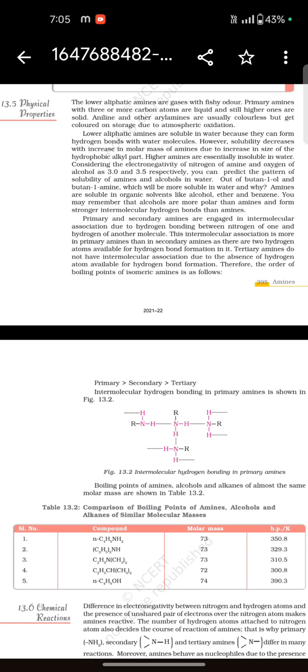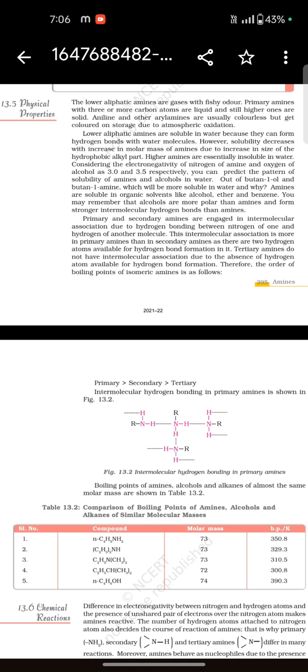Physical properties. The lower aliphatic amines are gases with fishy odor. Primary amines with three or more carbon atoms are liquid and still higher ones are solid. Aniline and other aryl amines are usually colorless but get colored on storage due to atmospheric oxidation. Lower aliphatic amines are soluble in water because they can form hydrogen bonds with water molecules. However, solubility decreases with increase in molar mass of amines due to increase in size of the hydrophobic alkyl part. Higher amines are essentially insoluble in water.